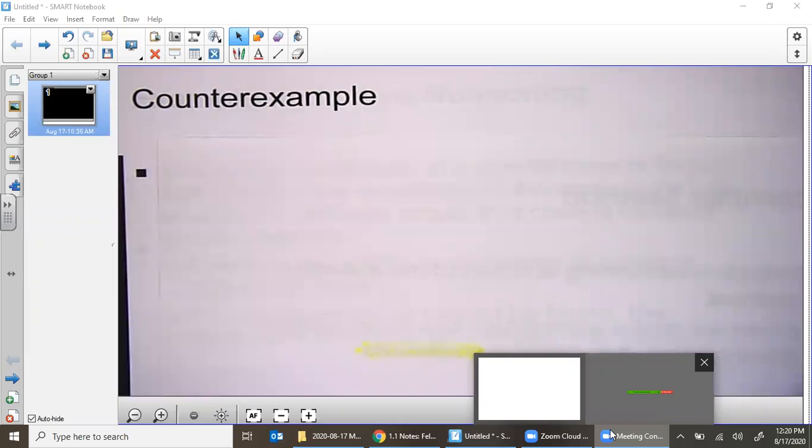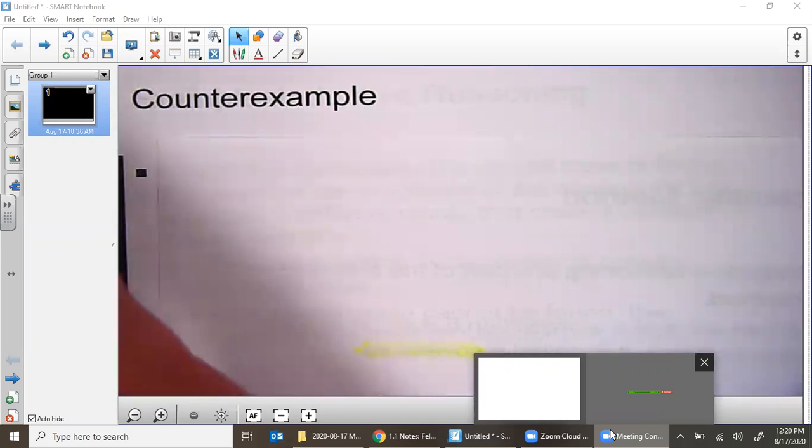What other numbers are divisible by 3? Okay, Alex says 3, 15. 15, 6. I'm seeing pop up. Okay, so an example would be something that proves that something's right or something that supports it.